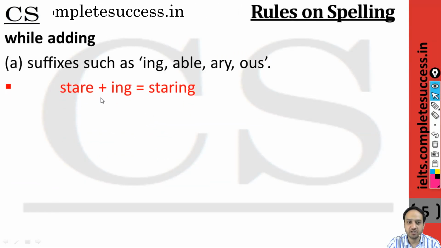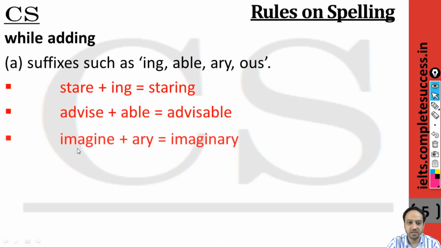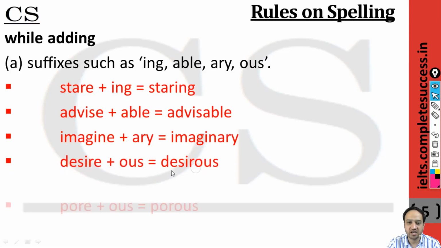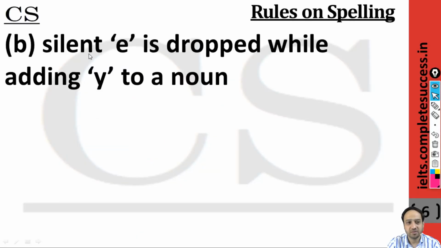Other words are stare plus ing, staring. Advise plus able, advisable. Imagine plus ary, imaginary. Desire plus ous, desirous. Pour plus ous, porous. Imagine plus able, imaginable, and fame plus ous, famous. In all such cases also we have dropped the letter e when we add ing, able, ary, or ous.